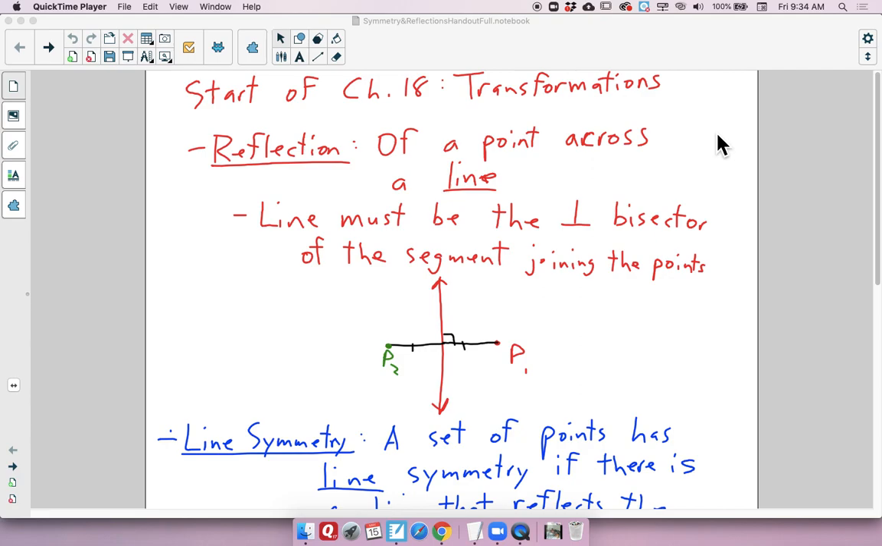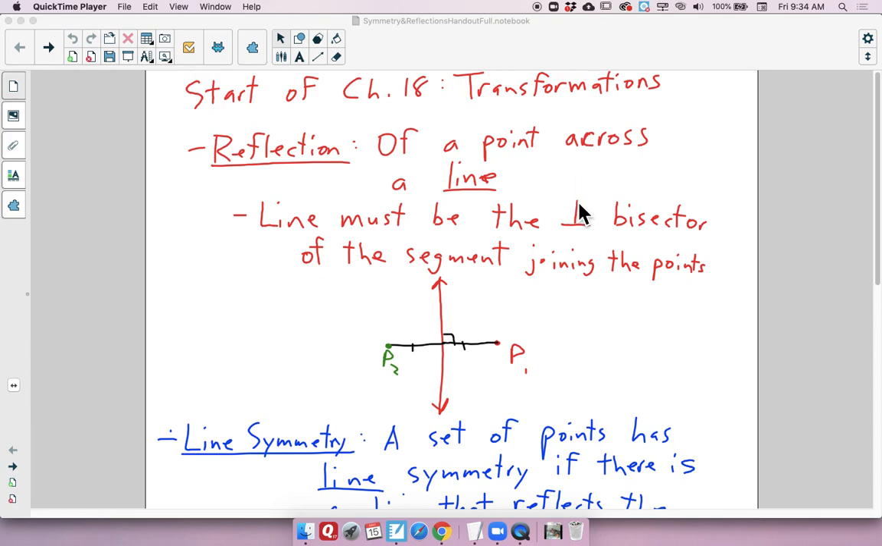So the first topic is reflection, what a reflection is, in particular of a point across a line. Now, I know what you think of in terms of a reflection, if you're looking in a lake or a mirror or something like that. And basically this is the same concept, but here we're talking of a point across a line. So we're reflecting a point across a line.